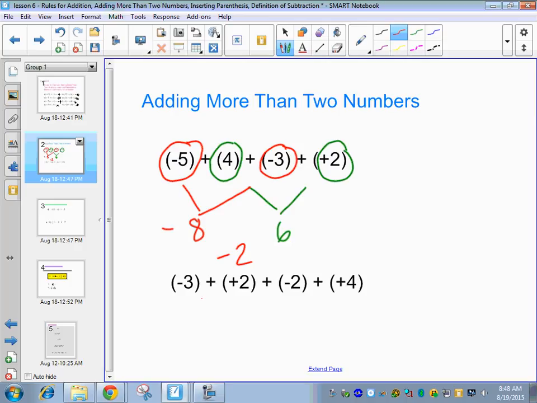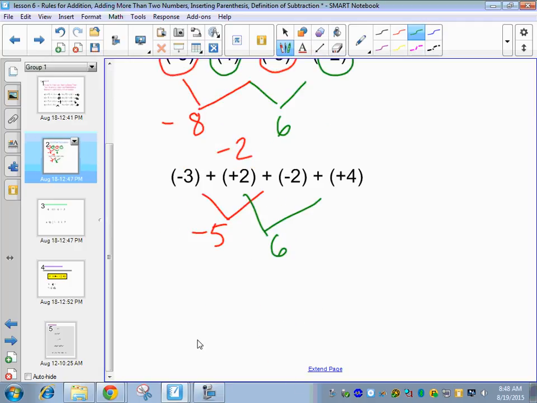So if we do it again for this one, our negative team gives us negative 5. Our positive team this time gives us positive 6. So which team is bigger? The positives, right? So we have negative 5 and 6. This is going to give us a positive 1. So the difference between 6 and 5 is 1. And since our positive team is bigger, our final answer is 1.